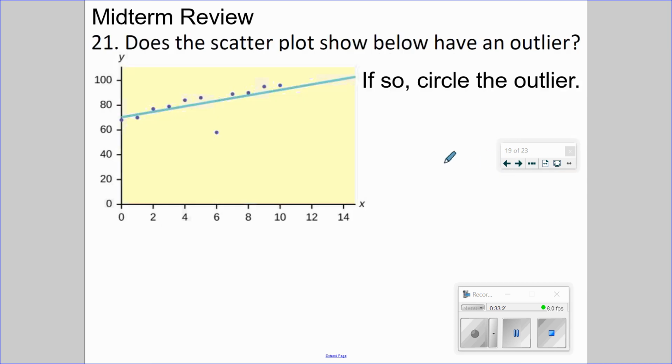Does the scatter plot shown below have an outlier? An outlier is a point that is not near the trend line, it's way over, and yes, it does. Yes, it does, and you circle it. There it is.